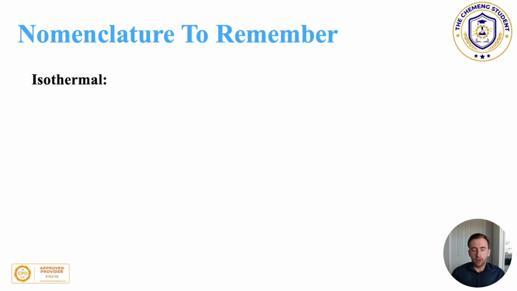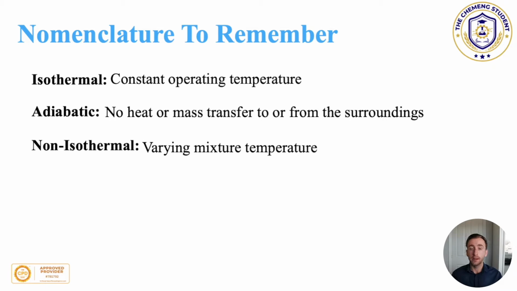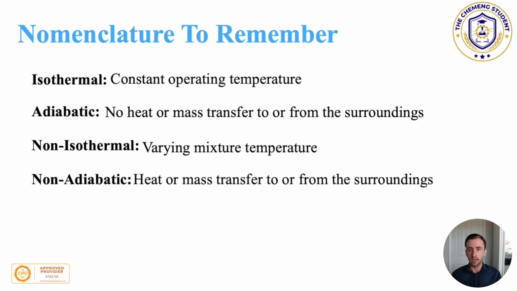If we dive straight in and have a look at some of the nomenclature, just for you to remember going forward. The first term is isothermal. Isothermal simply means we have a constant operating temperature. An adiabatic system means that we have no heat or mass transfer to or from the surrounding system. And that would then mean that a non-isothermal would have a varying mixing temperature. A non-adiabatic would have heat or mass transfer, or both, to or from the surroundings.